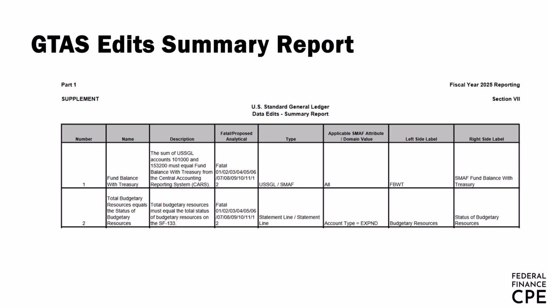If it's fatal, it is in effect, which means you cannot submit your GTAS submission and have it accepted for that month if that edit doesn't pass. If it's proposed analytical, it just means it's proposed, so it's not in effect, so it doesn't have to pass for you to submit your GTAS. It's good to know, though, when you see both fatal and proposed analytical in the same edit, that really means that edit is going into effect that year, because you'll see the first numbers of the year will be proposed, and then you'll go into fatal.